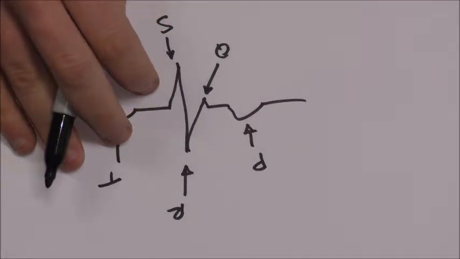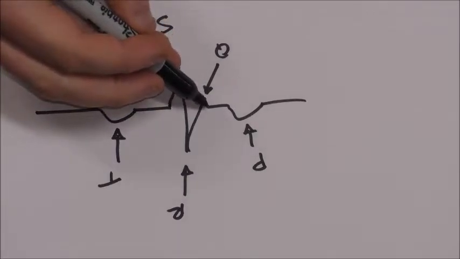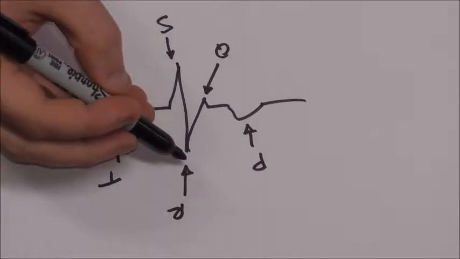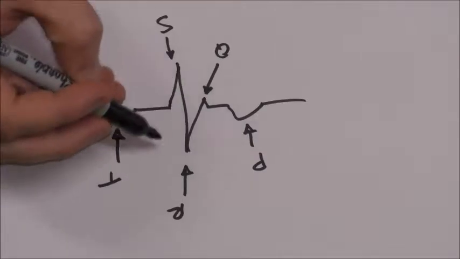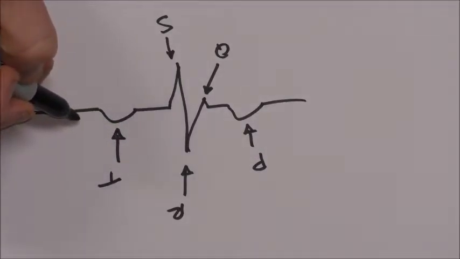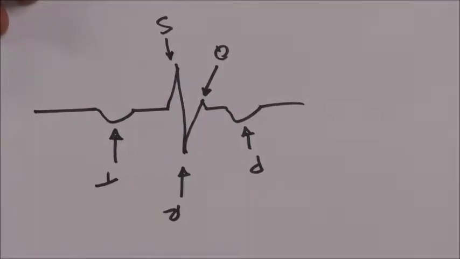wave signifies atrial depolarization. Your Q wave, which is a much deeper topic, but at the most fundamental level, the Q wave is your septal depolarization. And then R and S are ventricular depolarization. And then you go to your T wave, and your T wave is repolarization of the ventricles.